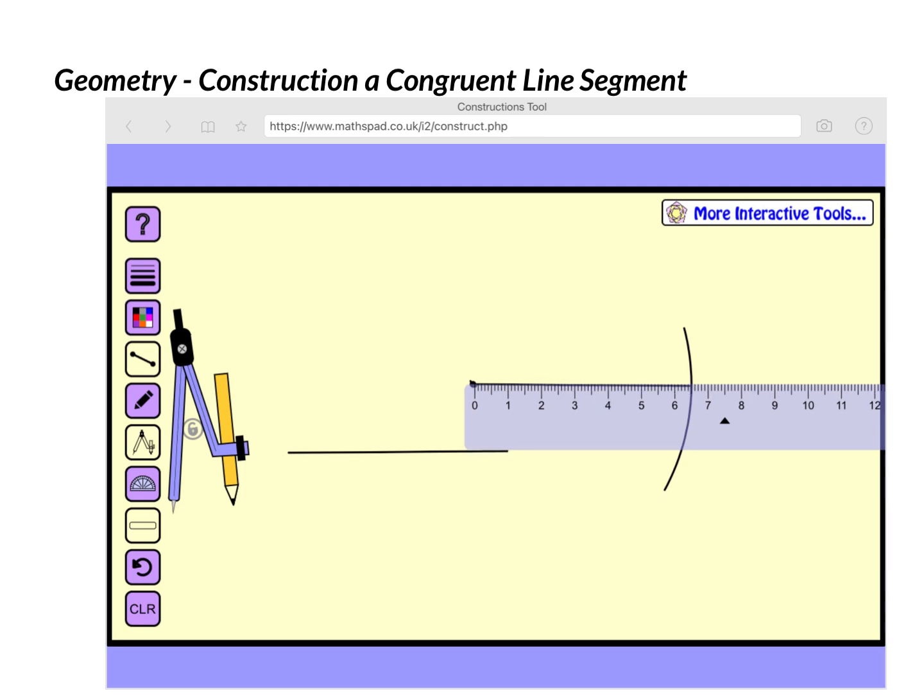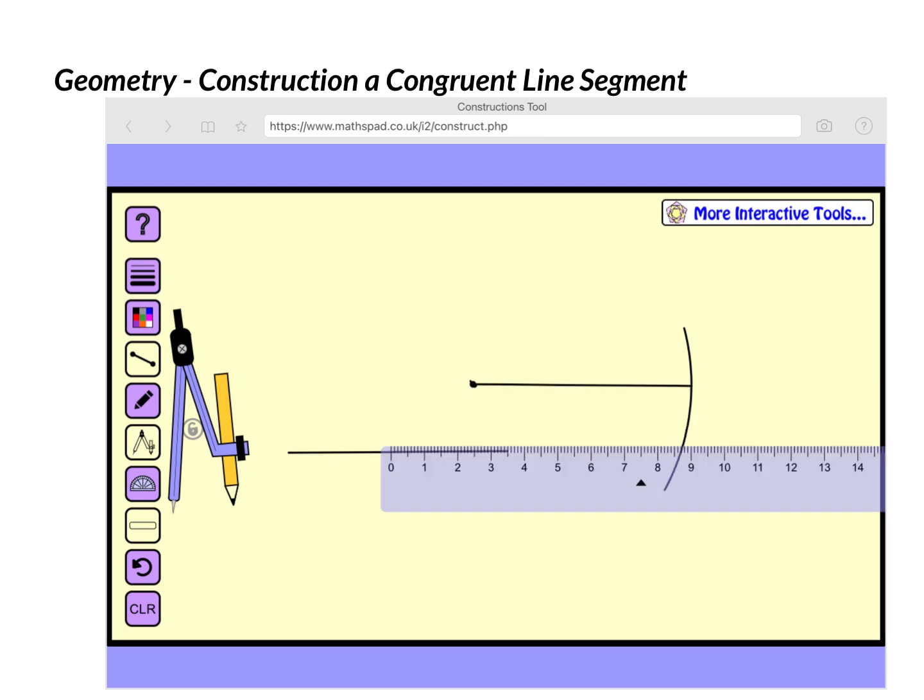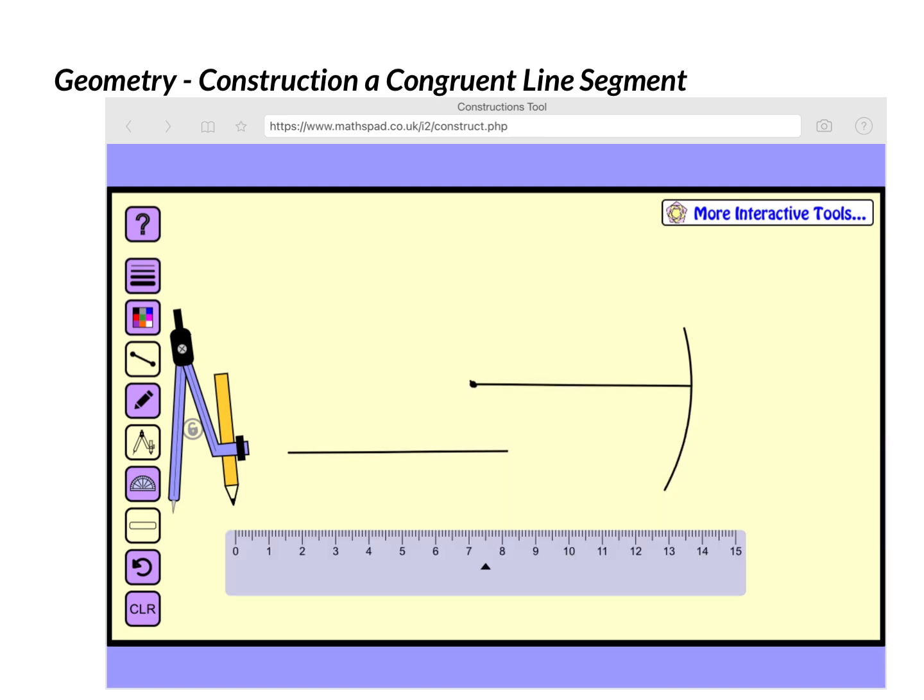Just over 6. So we were able to construct a congruent line segment using only a straight edge, my line segment drawer, and a compass. We don't need a ruler. We can just use the compass to make sure that length is the same.